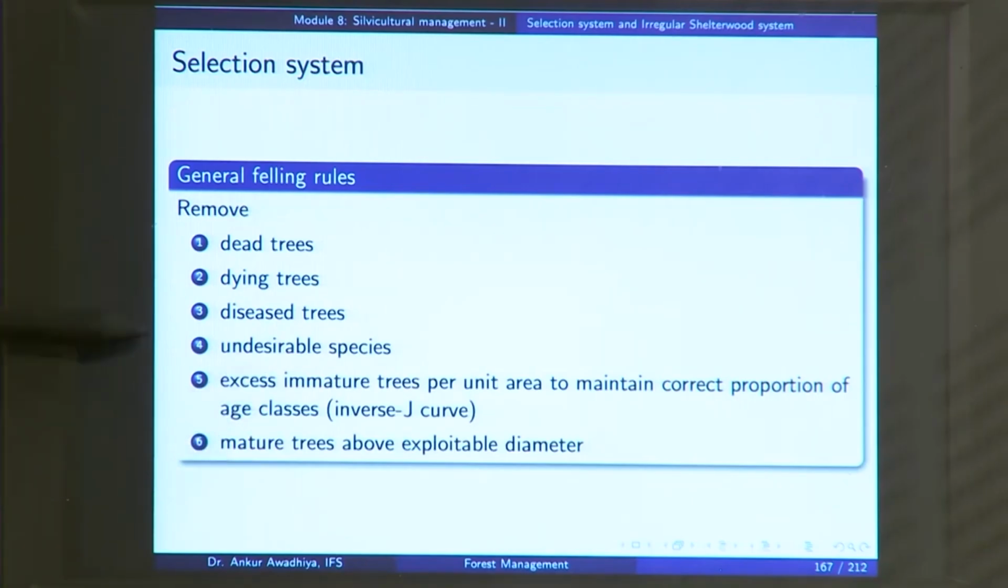And then finally, after you have removed all these trees, the next preference is that of the mature trees above the exploitable diameter. So, what you are doing in an ideal selection forest is that every year you are visiting every part of the forest, and if there is any dead, dying, diseased tree, you remove that tree. Then you remove those trees that are not useful to you or that are, say, invasive species. So, you remove those trees as well.